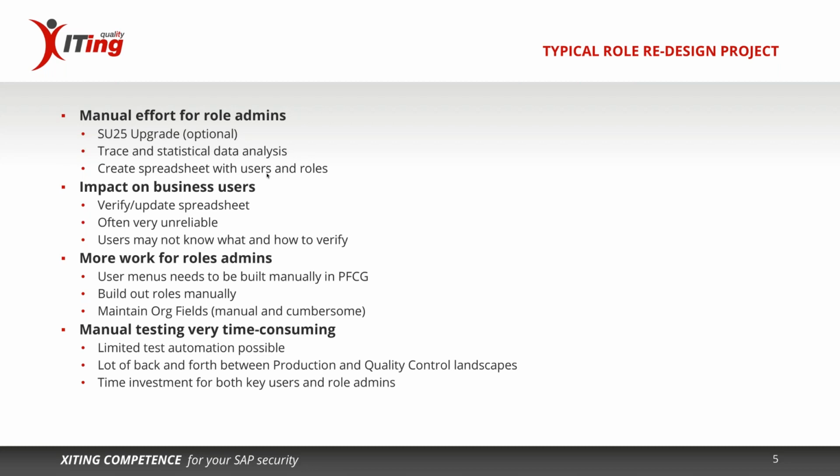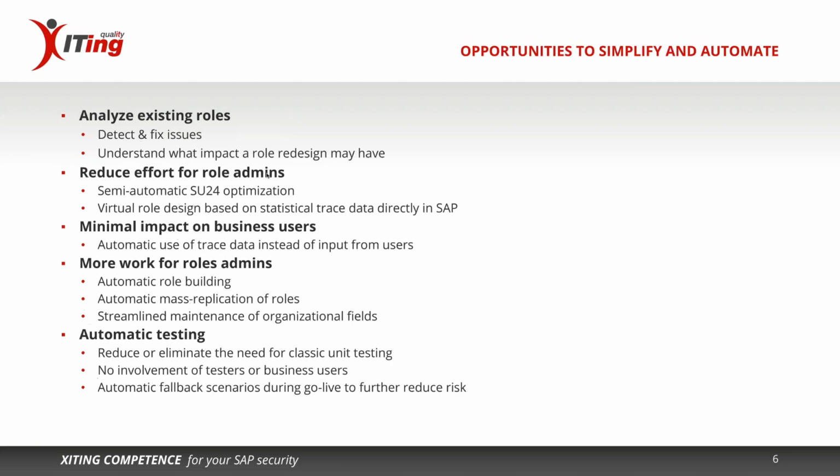So that's more or less the norm, if you will, but as you can probably tell, there are a number of opportunities for improving certain steps that we've discussed. And so it all starts with analyzing your existing roles to figure out where the issues really are, and instead of having to rely on users that report missing authorizations or whatever, you can be proactive. You can already analyze and understand where you have potential issues with your roles and what the impact of a role redesign may be.